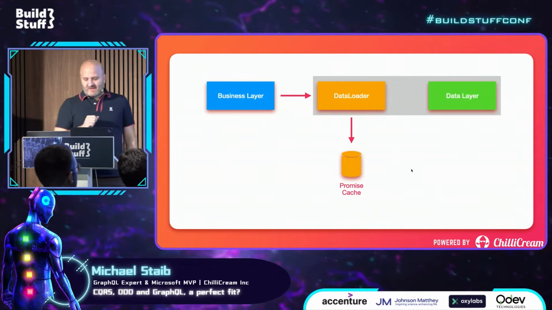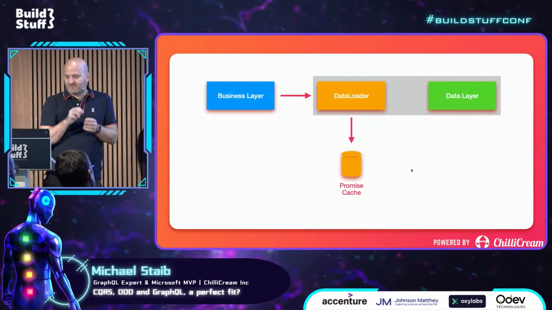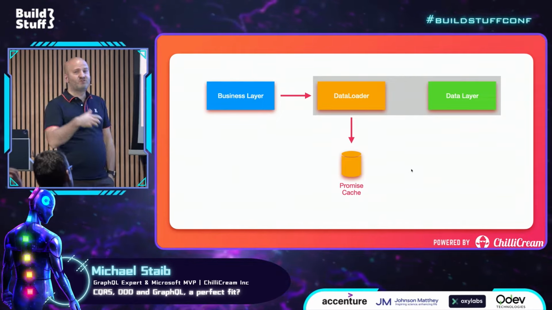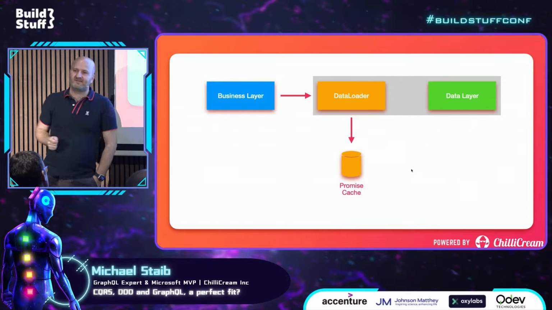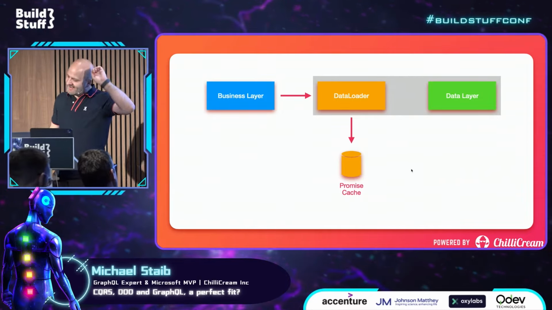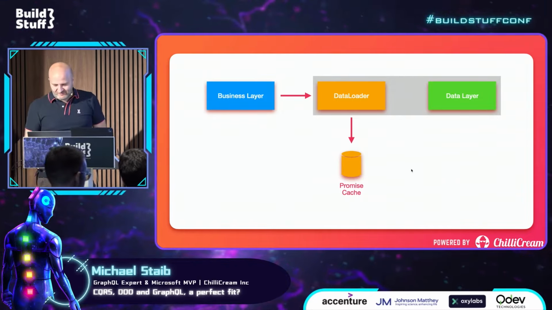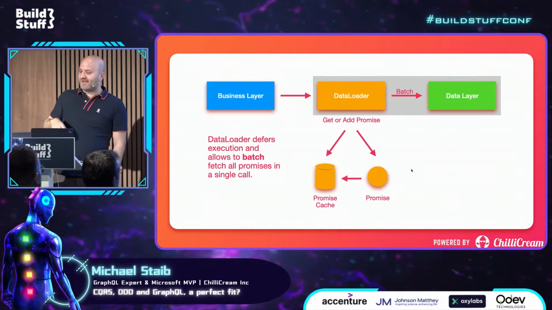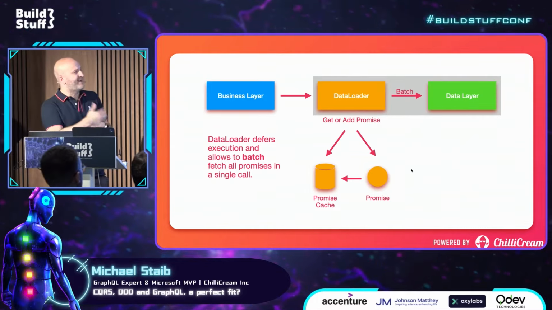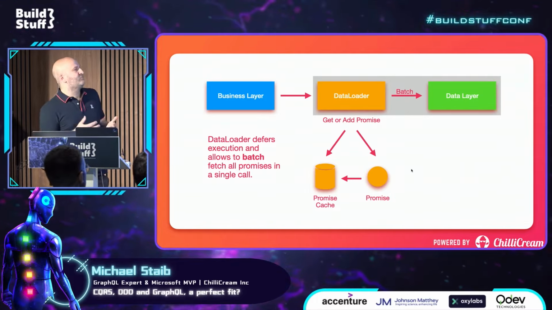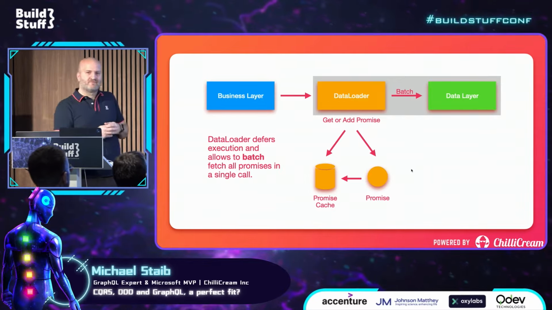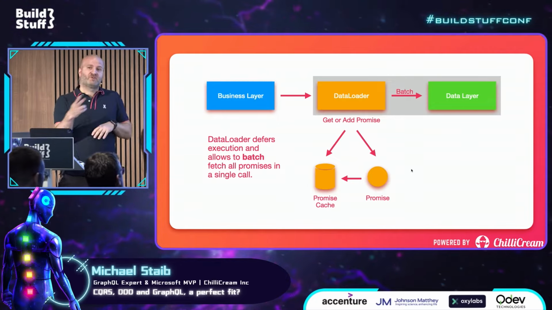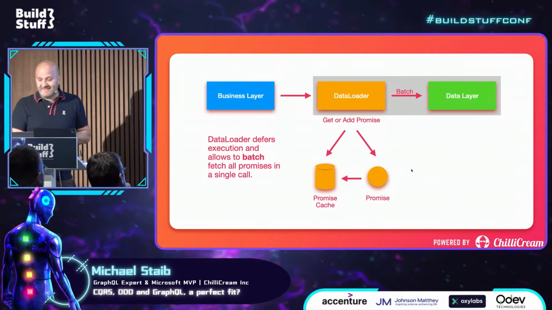So that data loader has something called a promise cache, which holds promises to data. So instead of giving you the data, a data loader gives you a promise to get soon the data you asked for. When the business layer asks for something that the data loader doesn't yet have in its cache, the data loader would just issue a promise. Here, soon I will have that. If it has it already in the cache, it will just return the promise from the cache.